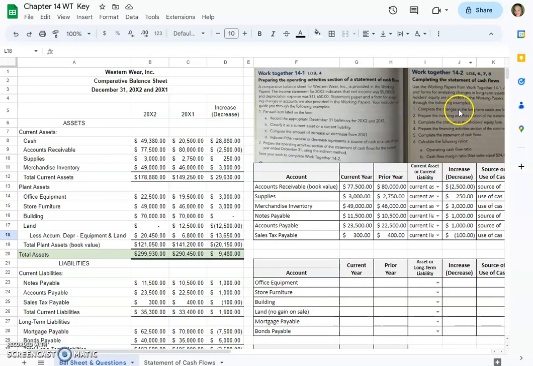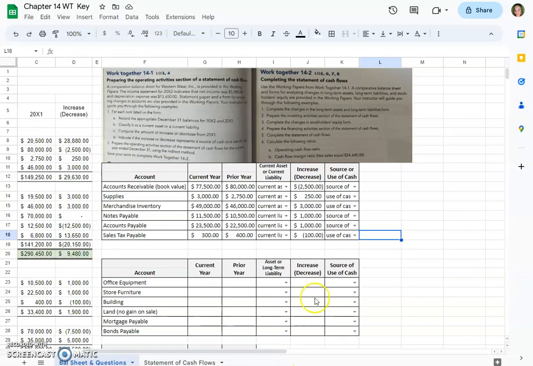Okay. So we are using the working papers. I'll just scroll a little bit over here. From 14-1, so the same workbook, right? A comparative balance sheet and forms for analyzing changes in long-term assets, liabilities, and stockholders' equity are provided. And I'm going to guide you through this. Okay, complete the changes in the long-term assets and long-term liabilities form. So that's this here.